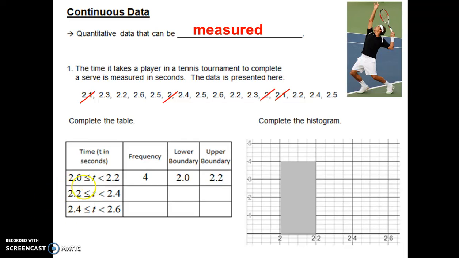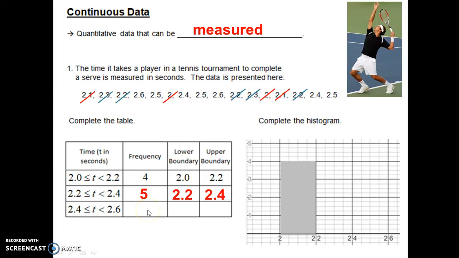We're looking for values between 2.2 and 2.4. That's right here, 2.2 and 2.4. So I see 2.3, 1, 2.2, 2, 3, 4, and I see another one, 5. I think that's all the values that are between that. So I'm going to put 5 in here. And the lower boundary is 2.2, upper boundary is 2.4 here. All right, now try that for the last one here.